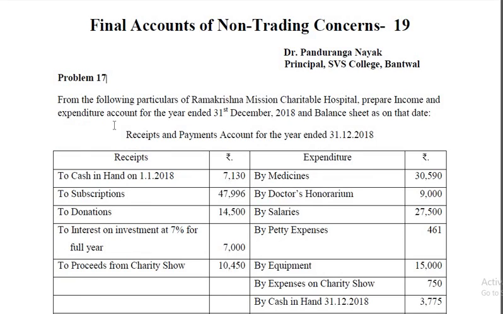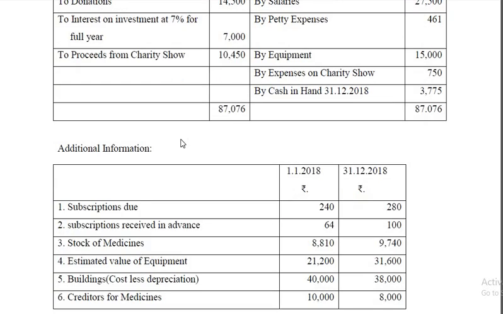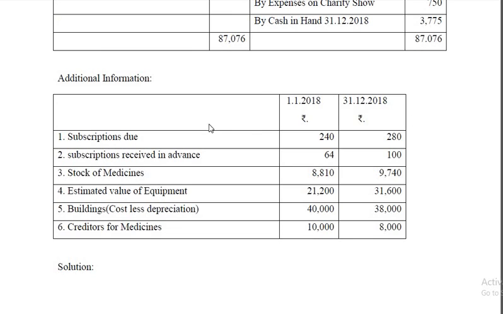Look at the problem here. Receipts and payments accounts are given as on 31st/12/2018. Further, additional information also is given. There are two amount columns. The first one is on 1/1/2018, in other words, it is as good as 31st/12/2017. And the next one is 31st/12/2018, the current year balance at the end. Okay, we'll take up the items one by one.